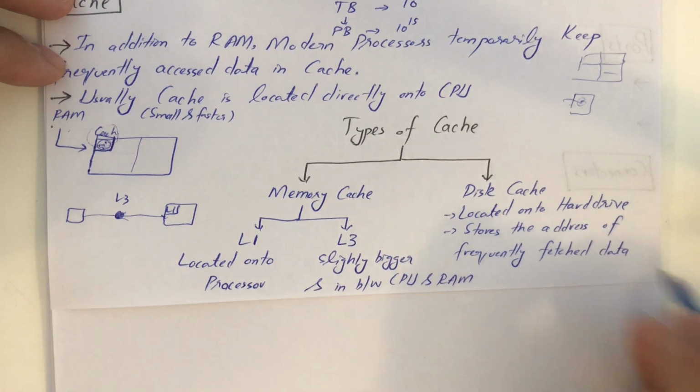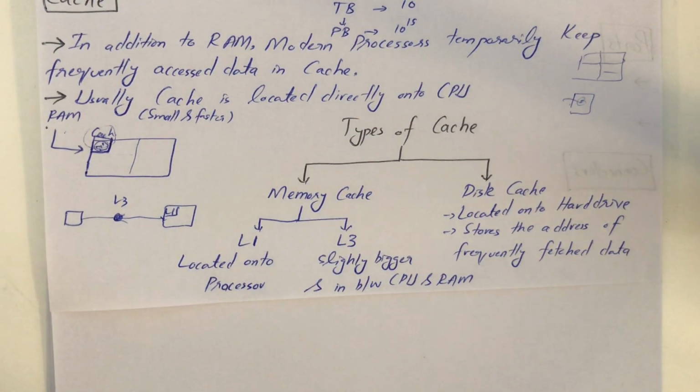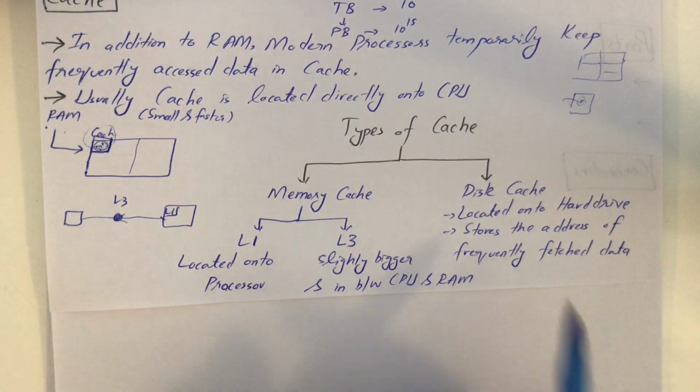So if you access or fetch your data quite often, the address will be stored in that disk. You don't have to actually find the address again and again.